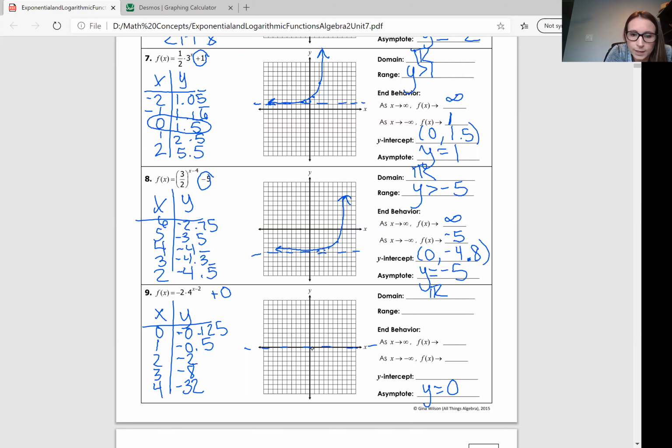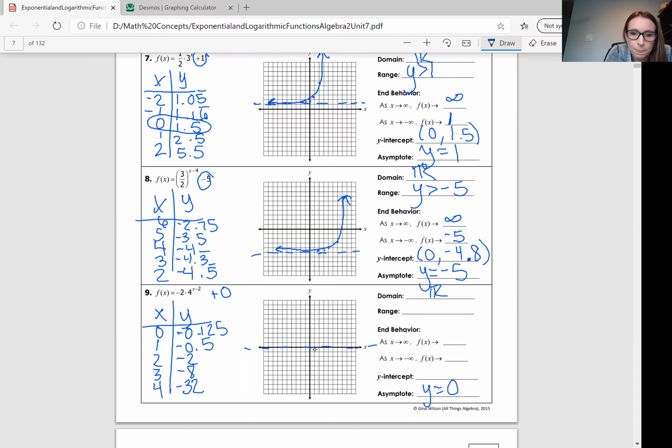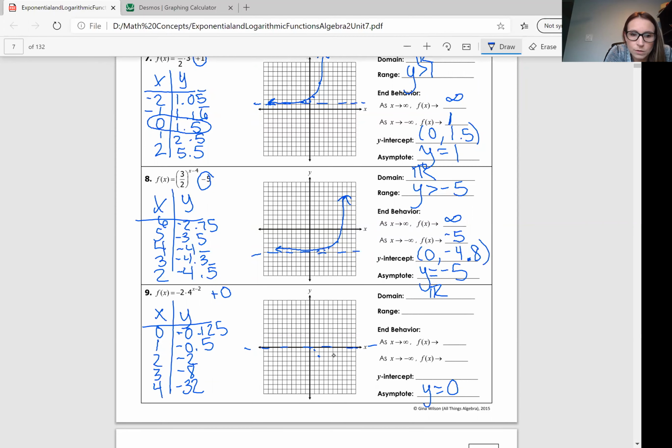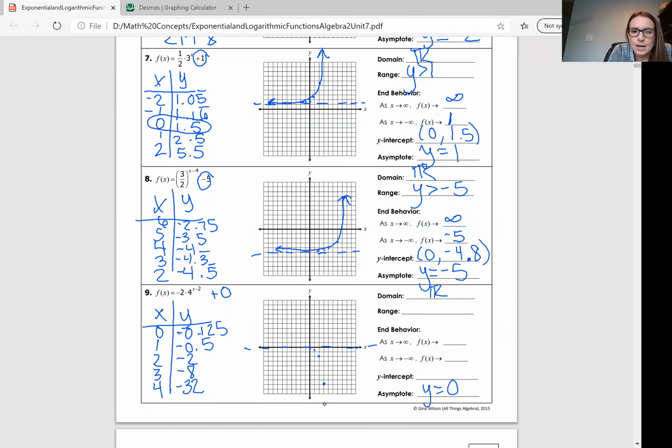0, negative 1.25. All right. 1, negative 1/2. 2, negative 2. 3, negative 8. 1, 2, 3, 4, 5, 6, 7, 8. And obviously I can't graph the other one. Now, what do we notice about this one? Did I graph it wrong because it's upside down?